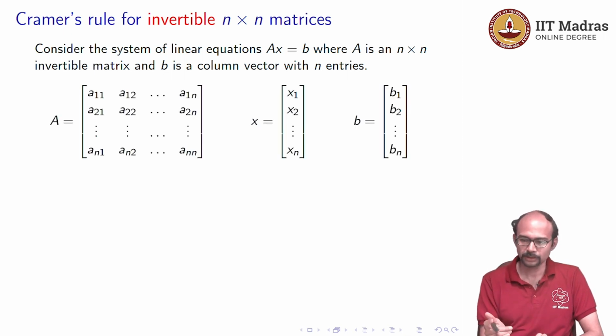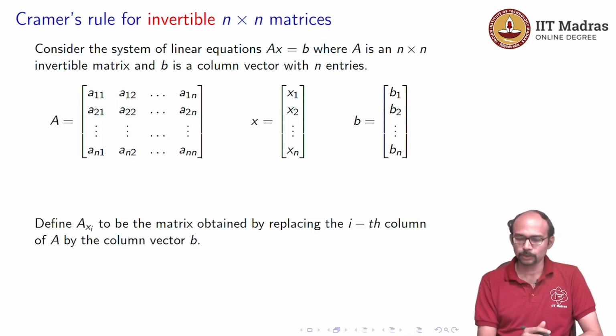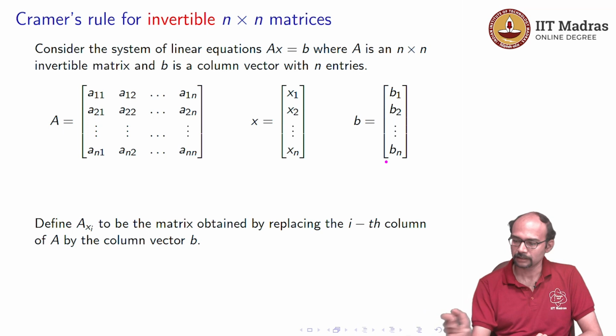Okay. So, this is the general system of equations. A is this matrix of coefficients a_ij, a11, a12, etc., and then B is the constant column vector with b1, b2, bn. Then you define A subscript xi. This is a new n by n matrix, and we obtain this by replacing the ith column by the column vector B.